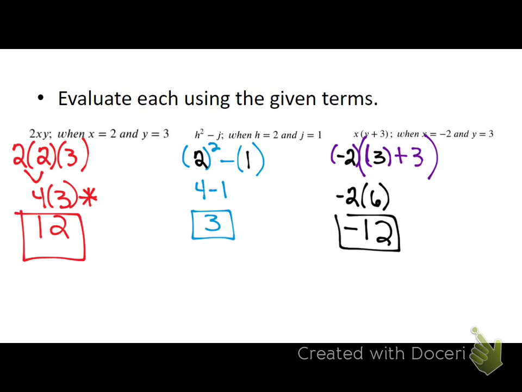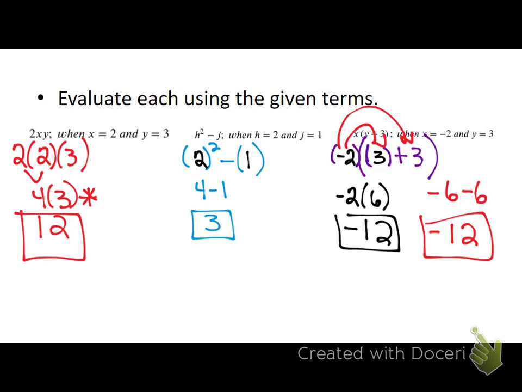What's another way that I could have solved that? Distribute. Yeah, so I could have taken that negative 2 and multiplied by everything on the inside, which would have got me negative 6 minus 6. What's negative 6 minus 6? Negative 12. Yeah, either way is acceptable. Just make sure you have the right answer and you showed some work.